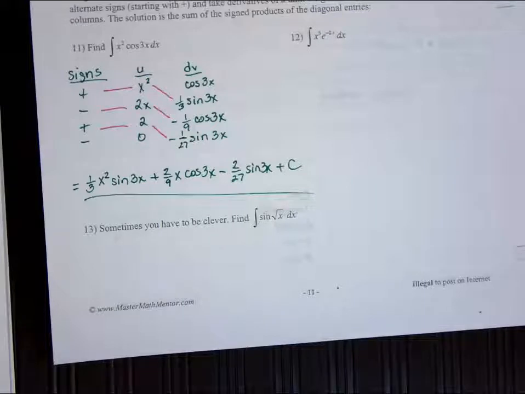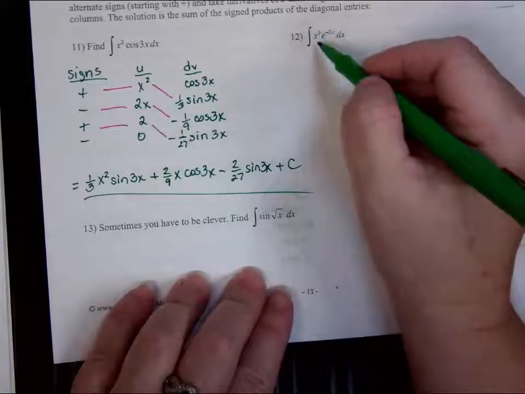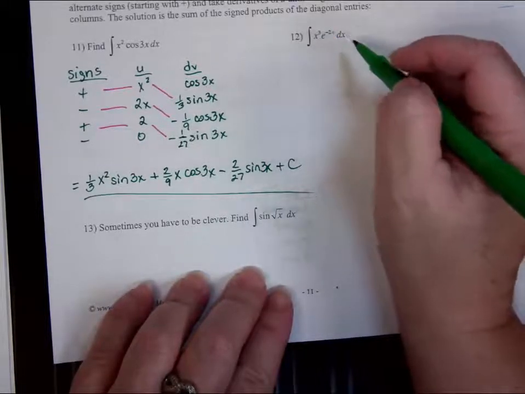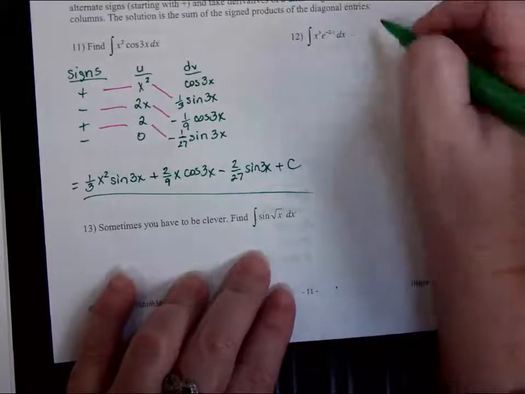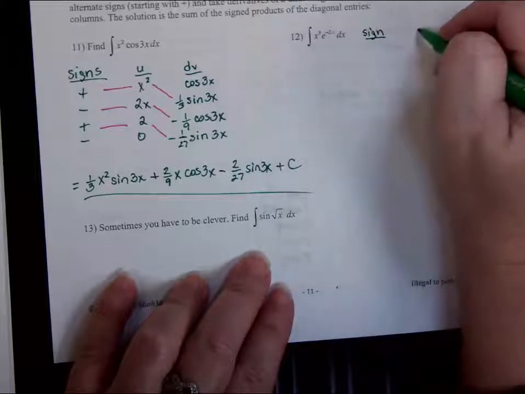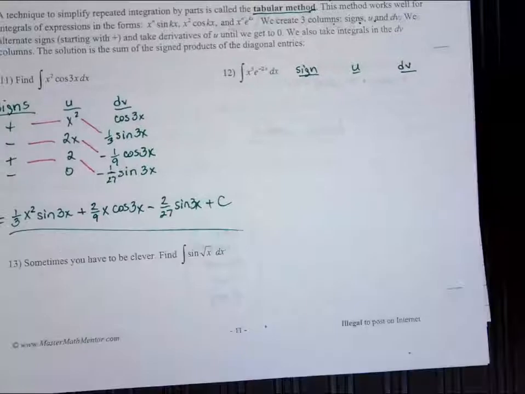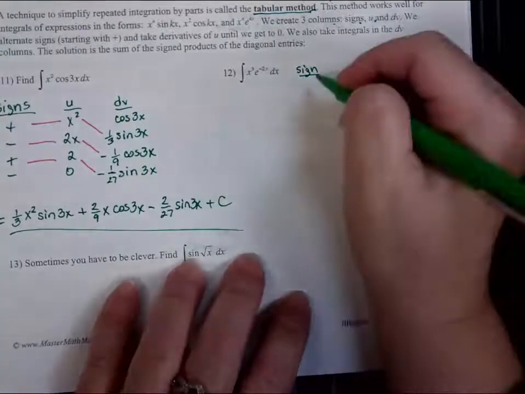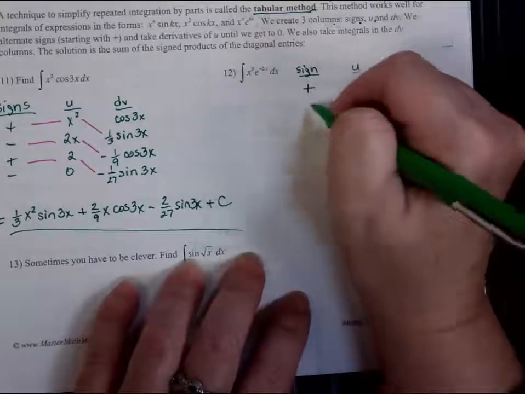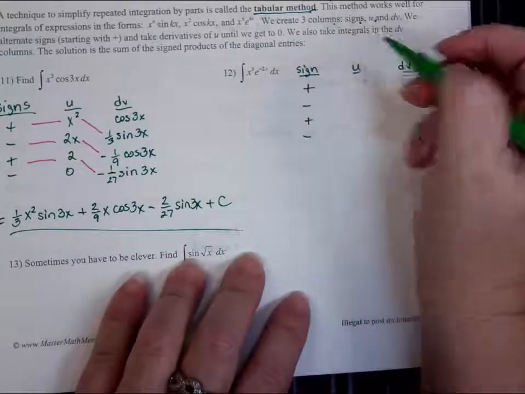All right. Let's do one more. Let's do number 12. Now, do you see that this is going to be a table because one is an x and one is an e? X with e, x with sine, x with cosine. That's how you know. So we're going to do the table. We're going to do sign, u, dv. 3 columns. Remember that the sign column goes plus, minus, plus, minus. Usually you have to go at least 4 lines. Sometimes you go more.